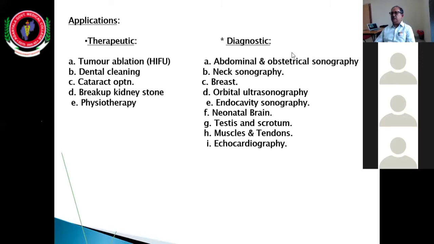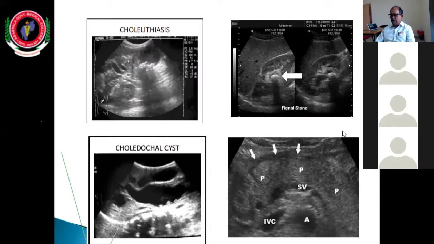Some diagnostic ultrasounds are also there. Abdominal and obstetrical sonography, neck sonography, breast sonography, orbital sonography, endocrinal, neonatal sonography of the brain, testis, scrotum, muscle, and echocardiography for imaging of the heart. Now I want to show a few ultrasound images. This is the ultrasound image showing gallbladder, lumen of the gallbladder, where hyperechoic areas are seen within the lumen with distal acoustic shadings. That means there is a gallbladder stone.